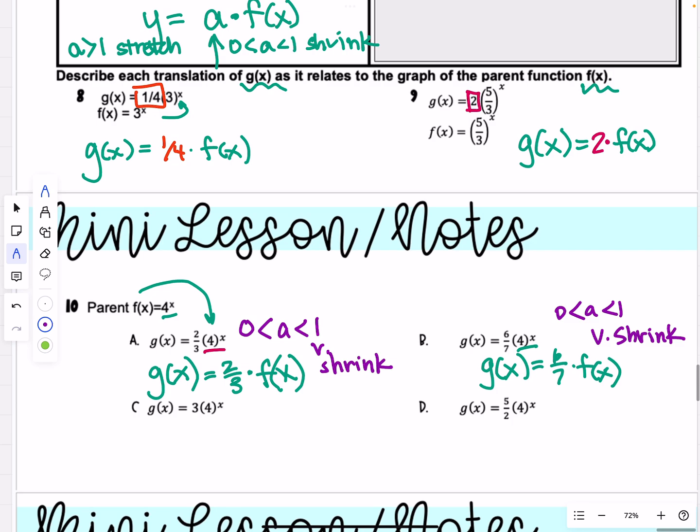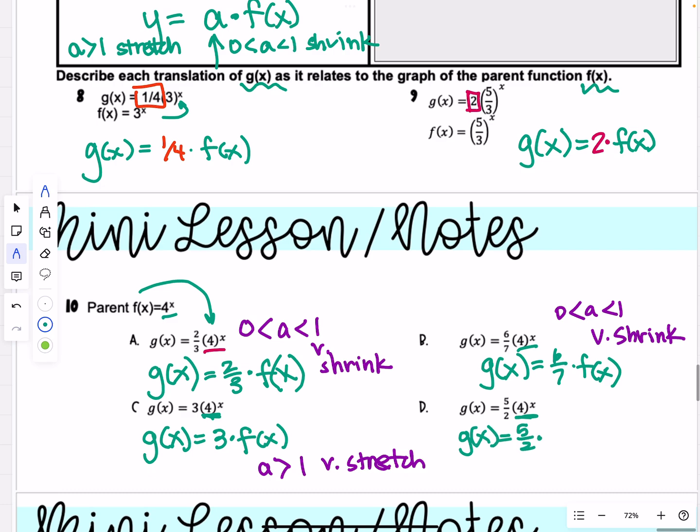All right, for C, same thing. Here's our parent function. This is f of x, so g of x is equal to 3 times f of x. And our a value is 3 here, so that means that since a is greater than 1, this is a vertical stretch. And lastly, here's our parent function, f of x, so g of x is equal to 5 over 2 times f of x.